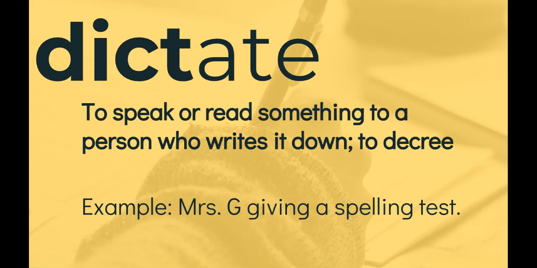So on a spelling test, Mrs. G dictates your spelling words. I say them, you write them. So on your homework under dictate, give another example of a time where you may need to dictate someone, or someone might need to dictate something for you.